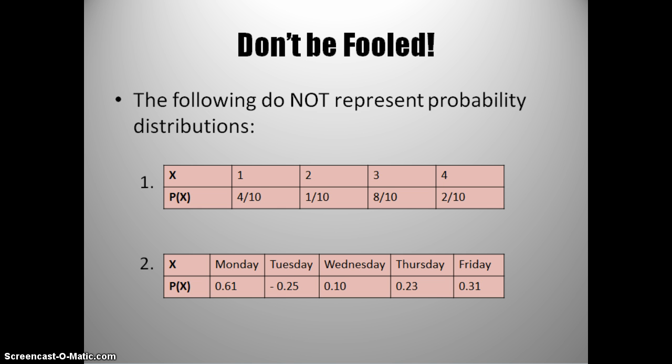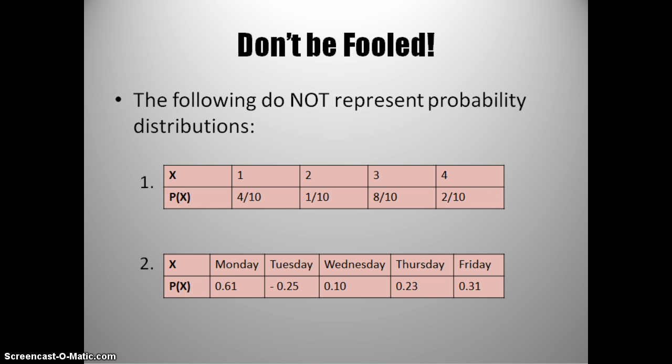So in this first example, we have a random variable X that can assume the values 1, 2, 3, or 4, and then the probabilities are given underneath. Now, these probabilities all look okay. They're all positive, and they're all between 0 and 1. However, if you add up these probabilities, you'll see that the sum is larger than 1.